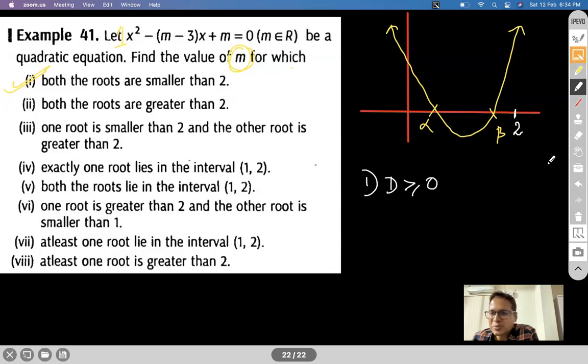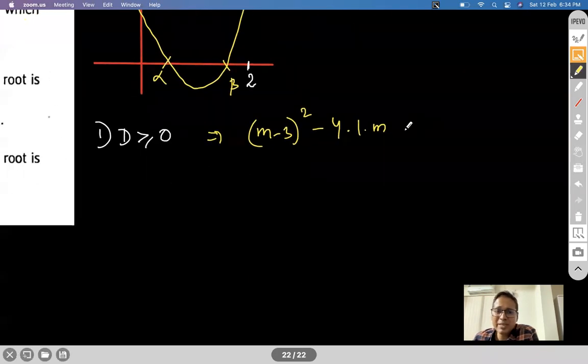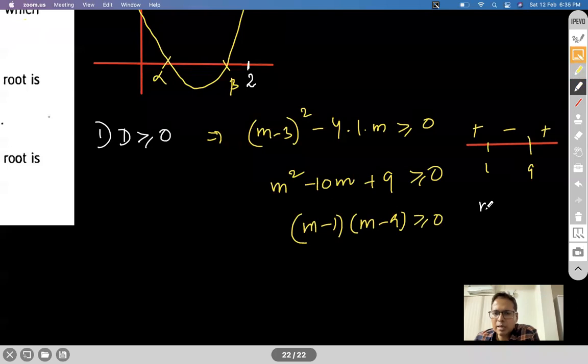discriminant should be greater than or equal to 0, right? That means b square minus 4ac should be greater than or equal to 0. Let's try to solve this. So this will give you m square minus 10m plus 9 greater than or equal to 0. So this is factorizable, right? If you look at a wavy curve here, your m should be either lesser than 1 or greater than 9, correct? So this is only the first condition. Let me just box it first.